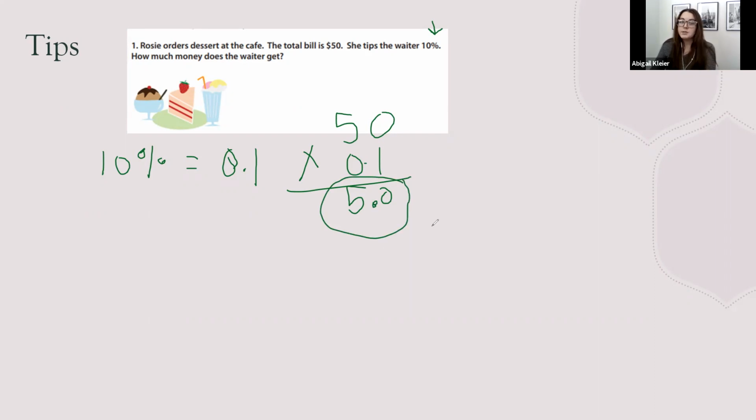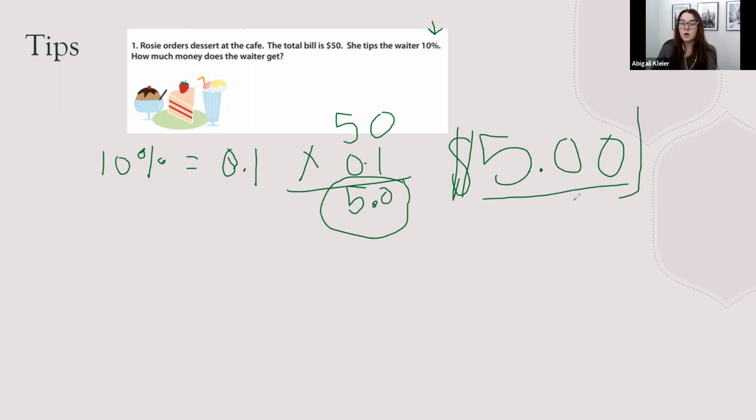What does that represent? Well, we were calculating the tip. So that means on a $50 bill, if we're tipping 10%, the tip is $5. So let's see if that answers our question. How much money does the waiter get? So in this case, our answer is just $5.